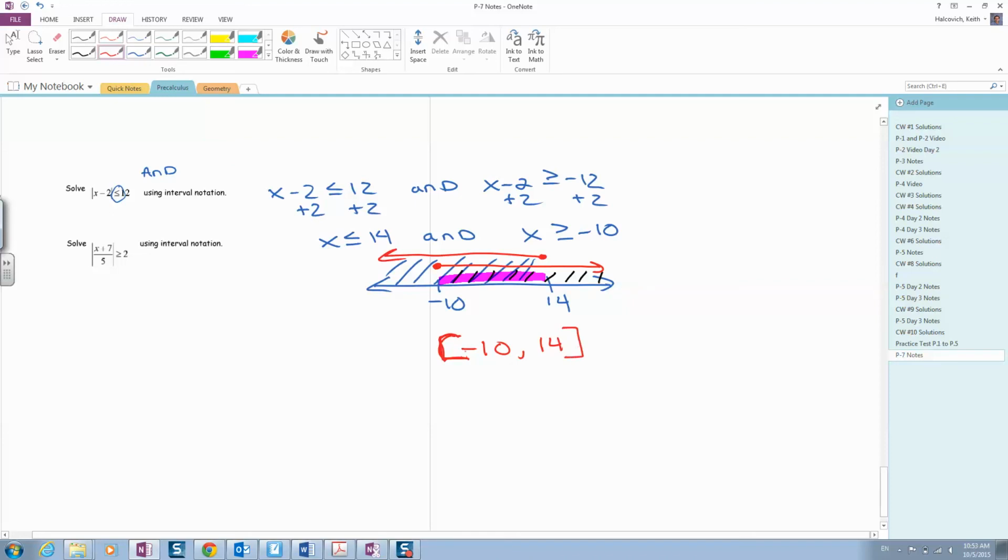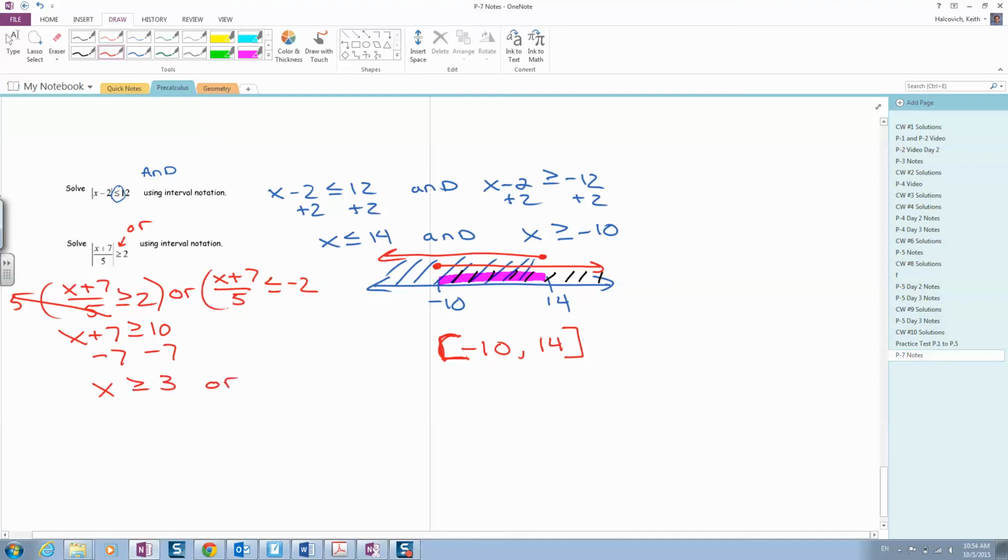Alright, the last one, solve using interval notation, is a greater than, so then it's going to be an or. So we have x plus 7 over 5 is greater than or equal to 2, or x plus 7 over 5 is less than or equal to negative 2. So we multiply by 5 to get rid of the fraction. So we have x plus 7 greater than or equal to 10, because we had to multiply the other side by 5 as well. Subtract 7, so you get x is greater than or equal to 3.